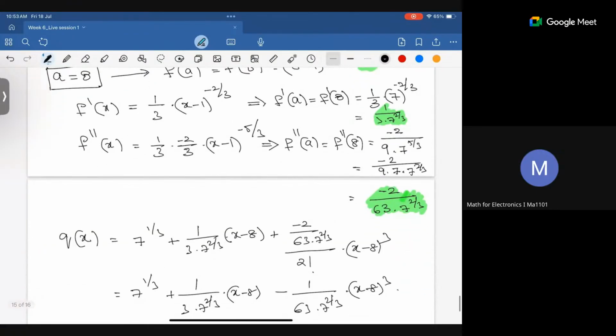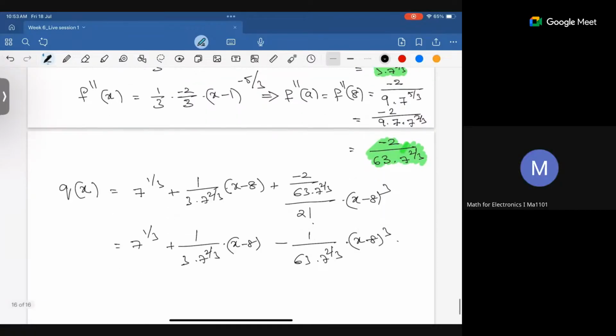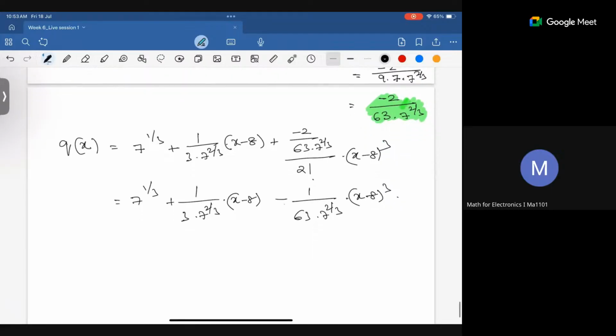Did at least any one of you try? Yes, sir, I'm getting the same thing. The last term will have minus, no? Yes, sir. Okay, so in options, I don't see any minus in the quadratic term. Maybe there is a high chance that the answer given was incorrect.